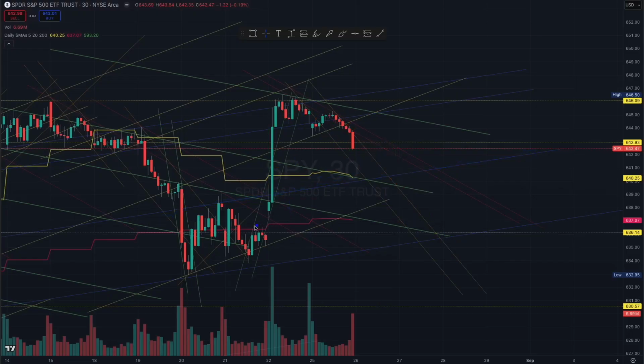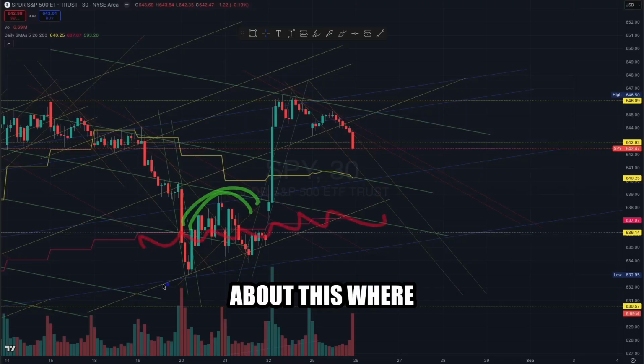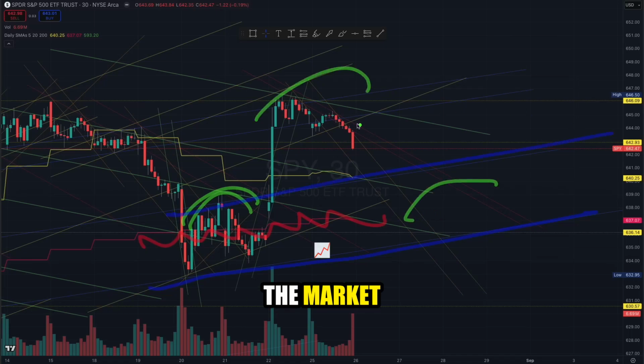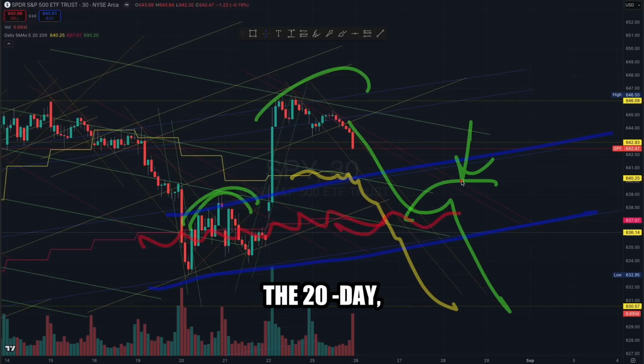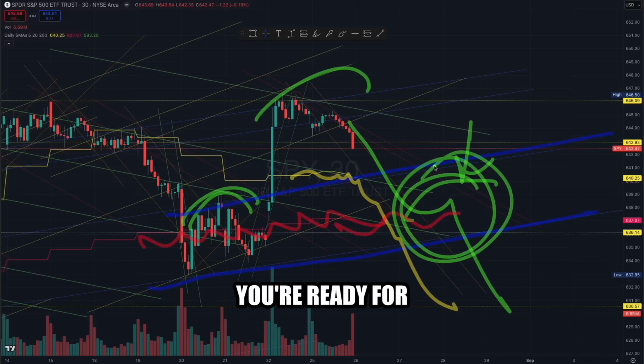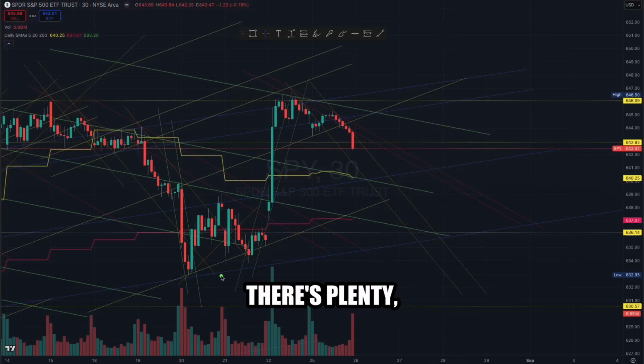So pay close attention. Your other liquidity here will be where the 20-day moving average is. Remember, I talked about this, where the blue algorithm is. So you can't afford to wait for this, because if the market wants to crash from here, and this is in preparation for the 5-day crossing below the 20-day, you're ready for where the liquidity is, and there's plenty of structure to look out for.